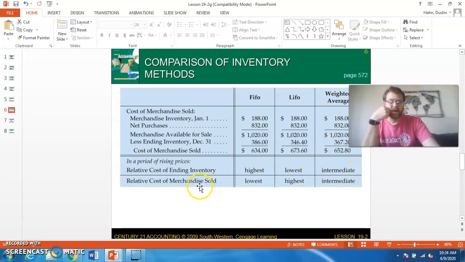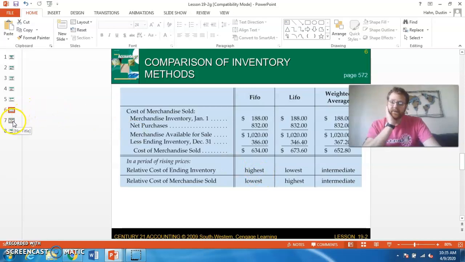If you look at cost of merchandise sold, so now looking down here, your 634, your 673, and your 652. The cost of merchandise sold, your 634 is going to be your lowest. That's lower than 673 and 652. So depending upon what you're looking at, if you're looking at ending inventory, your FIFO is going to be the highest. If you're looking at cost of merchandise sold, your FIFO is going to be the lowest. Here's kind of the visual comparison between the three of them.